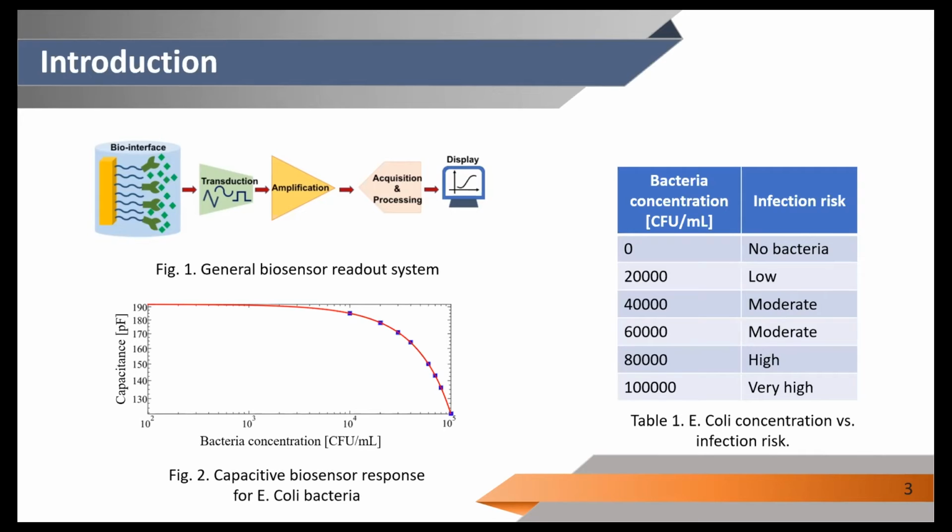For an E. coli biosensor, the capacitance versus bacteria concentration is shown in Figure 2. The sensor becomes more sensitive for bacteria concentrations about 10,000 colony forming units per milliliter, and the variations can be categorized in infection risk levels as shown in Table 1. One problem associated with related works about readout systems is the use of an external reference capacitor, which diminishes the relative precision of the capacitance to voltage conversion due to biosensor manufacturing process.